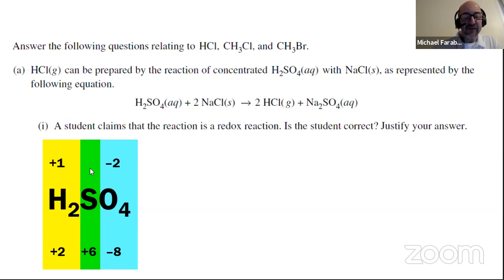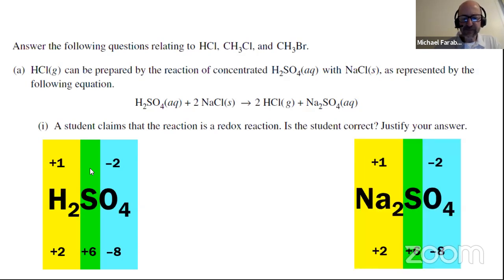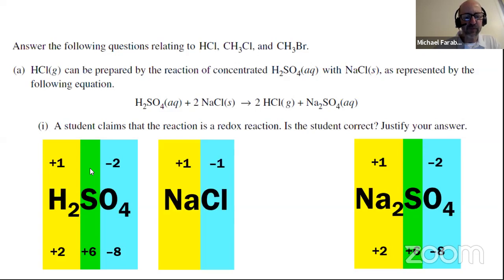If I then go to the other side of the equation, which is Na2SO4, I can recognize that the SO4 is going to be identical. It's the sulfate ion. Sodium is still +1. So nothing has changed for sulfur or oxygen. Sodium chloride is a very typical alkali metal, halogen type compound. So +1 -1 is not unusual.